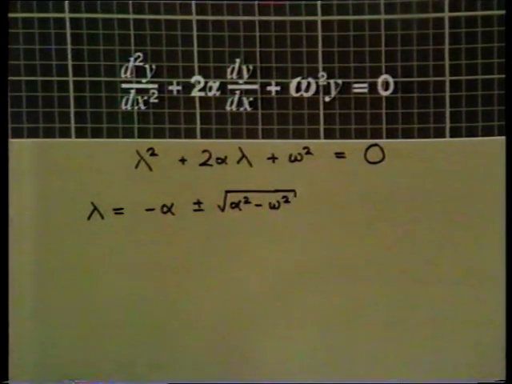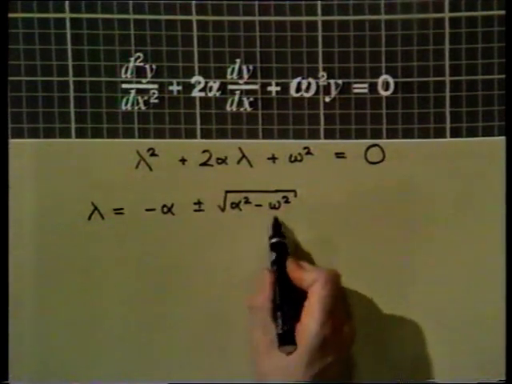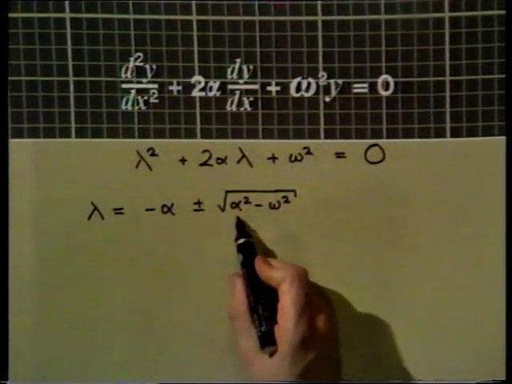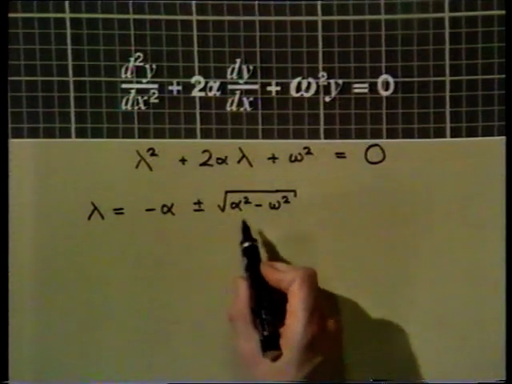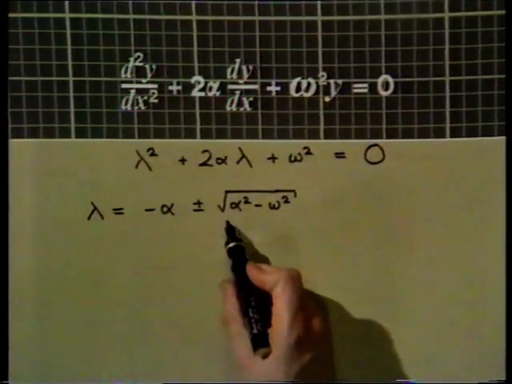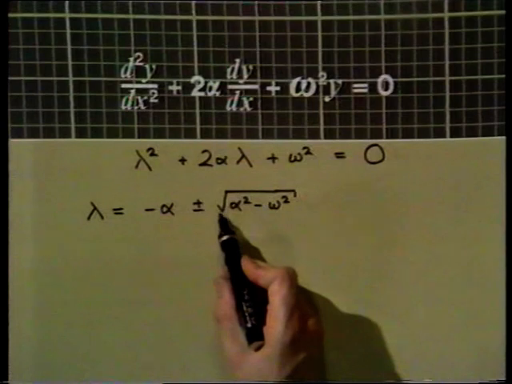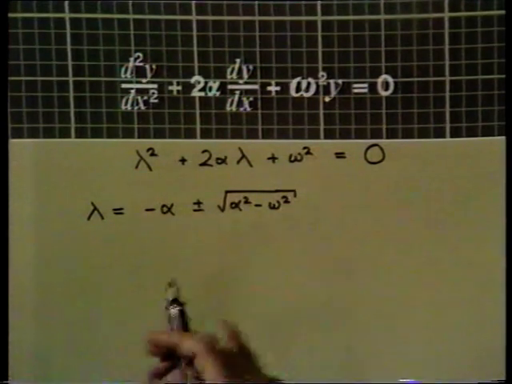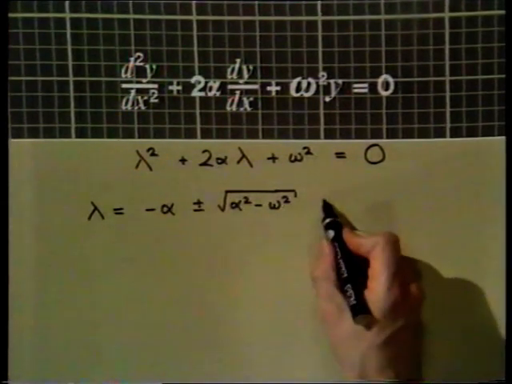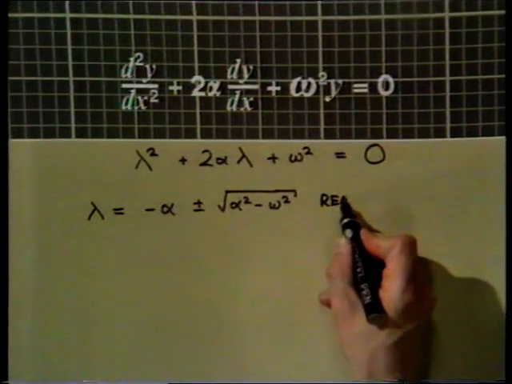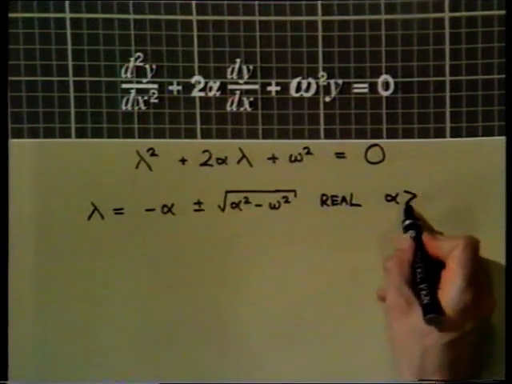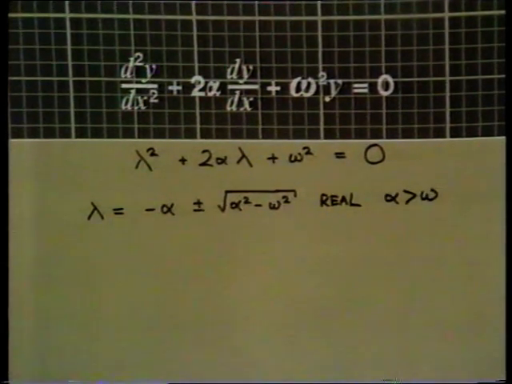I get that. Now, if alpha is greater than omega, then this is a positive quantity. I'm taking the square root of it, so there's no problem in doing that. The square root of a positive quantity is a real number. So this is real when alpha is greater than omega.